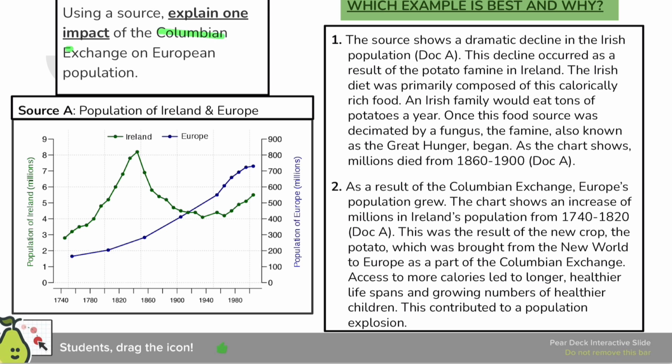The source shows a dramatic decline in the Irish population. Wait a minute, we don't even start with a topic sentence. We don't start with "one impact of the Columbian exchange on Europe was blah, blah, blah." You just go straight to the source. No, you have to have a topic sentence. So, the source shows a dramatic decline in the Irish population. That is factual. That is what the source is showing.